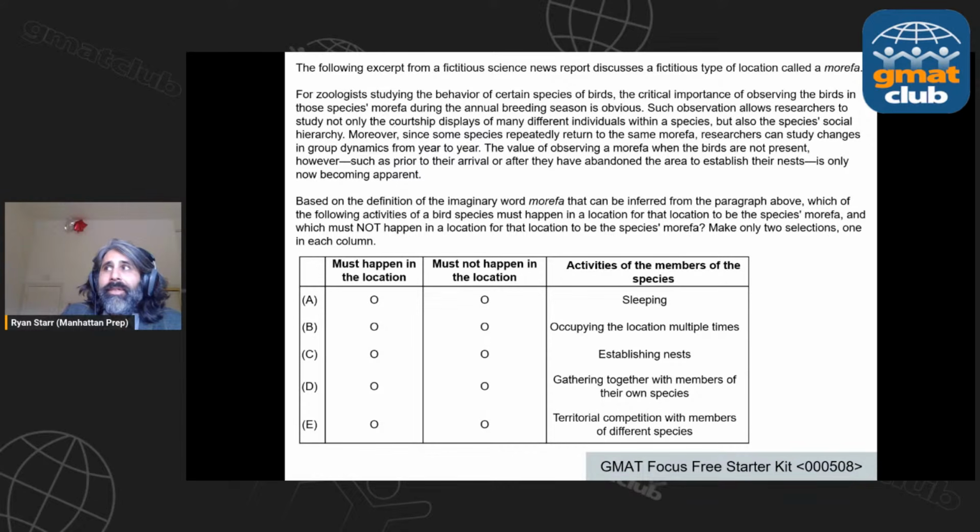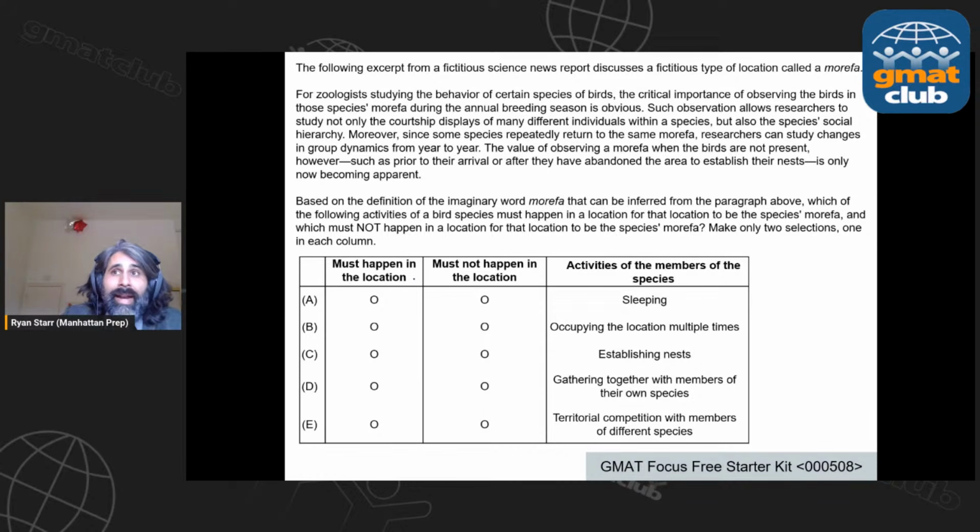They give you new information up here, a fictitious type of location called a Marefa. Then they give you information about this new thing, like rules on how it works. And then they ask you to make some calls down here. Take notes on those rules so that you have shorter versions of it, and you should be able to do pretty well down here.